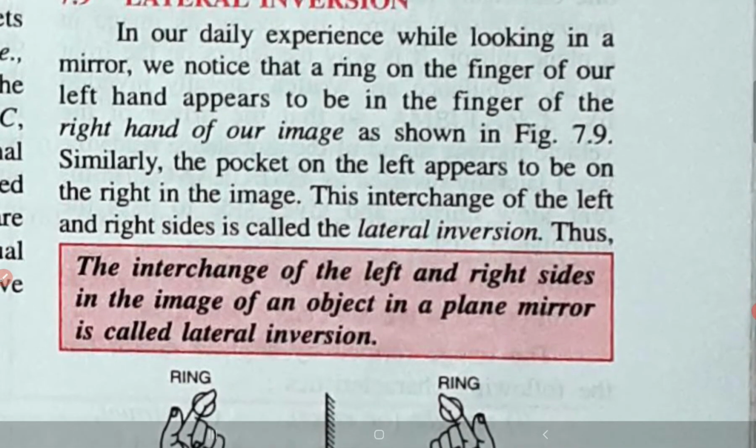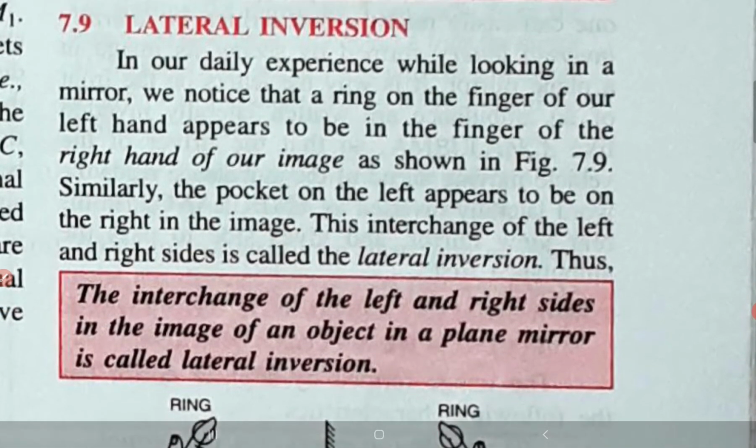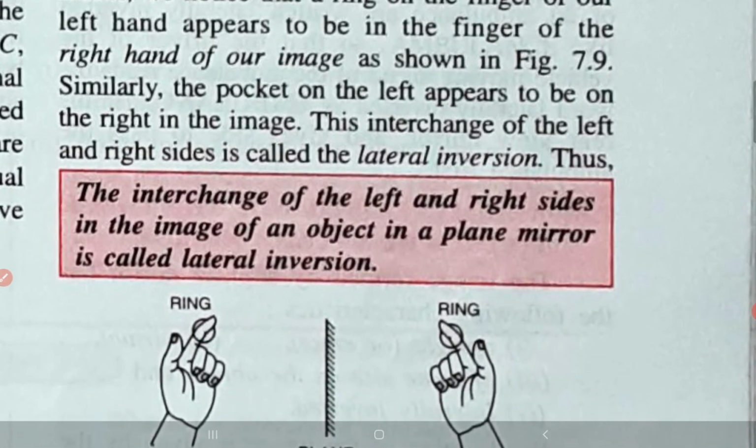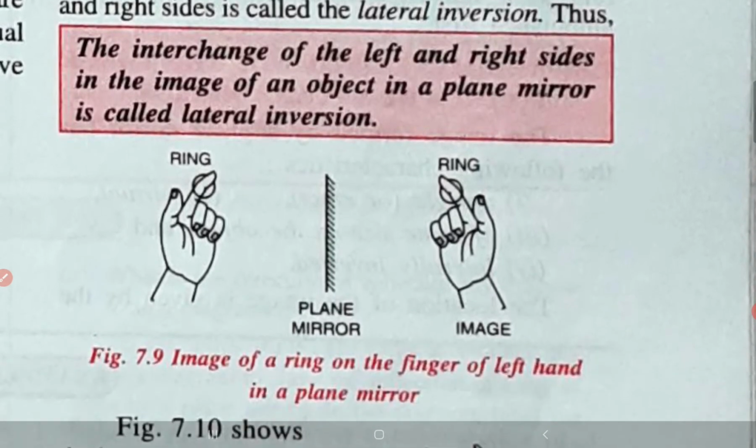So this phenomenon is actually called lateral inversion. Similarly, the pocket on the left appears to be on the right in the image. This interchange of the left and right sides is called lateral inversion. Thus the interchange of the left and right sides in the image of the object in a plane mirror is called lateral inversion. This is our common experience.